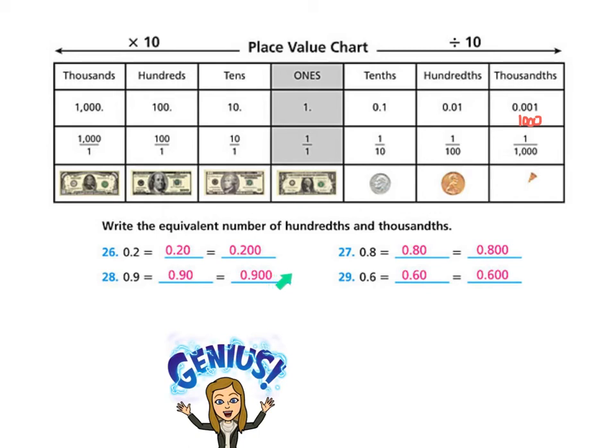You could add a million zeros after this decimal point, after this 9, and it still would be equal to 9 tenths. Just like 8 tenths is equal to 80 hundredths and 800 thousandths. And 6 tenths is equal to 600 thousandths and 60 hundredths. So again, adding zeros after the numbers after a decimal do not change the value of your number.